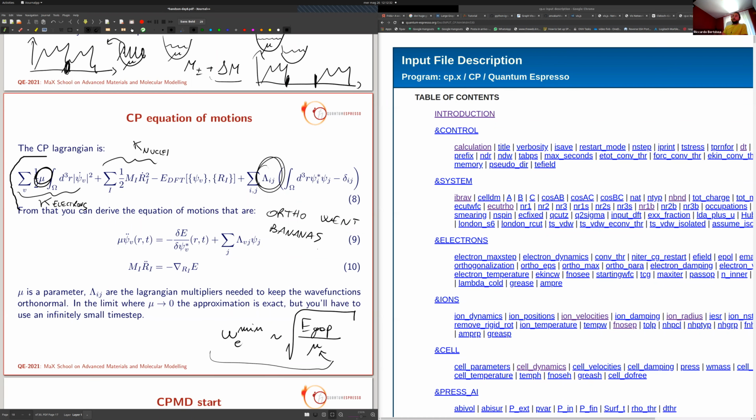But usually, if you have this error and you look at the trajectory and you see that the electronic fictitious energy is going to the stars, you have to do something.